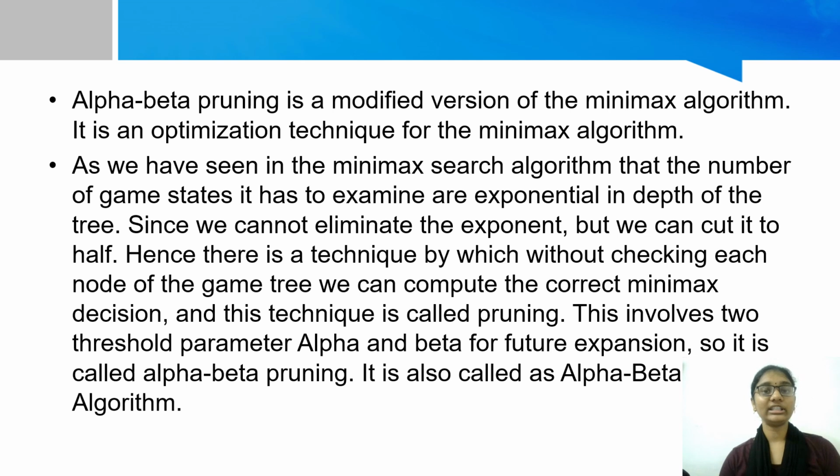As we have seen in the min-max search algorithm, the number of game states it has to examine is exponential in the depth of the tree. Since we can't eliminate the exponent, we can cut it in half. Hence, there is a technique by which, without checking each node of the game tree, we can compute the correct min-max decision, and this technique is called pruning. This involves two threshold parameters, alpha and beta, for future expansion, so it is called alpha beta pruning. It is also called the alpha beta algorithm.